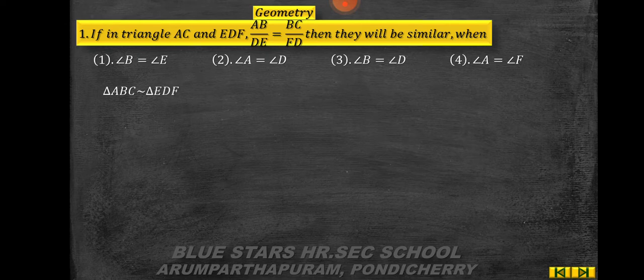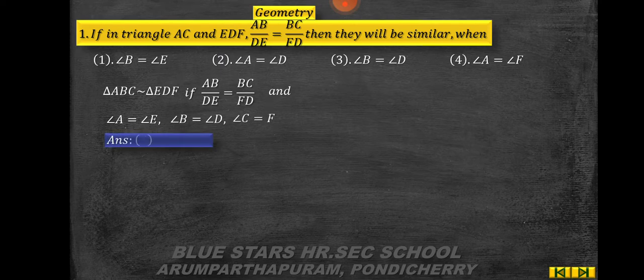So triangle ABC and triangle EDF are similar triangles if AB by DE is equal to BC by FD and angle A is equal to angle E. Then angle B is equal to angle D. Angle C is equal to angle F. Therefore, the correct option is option 3. The answer is angle B is equal to angle D.